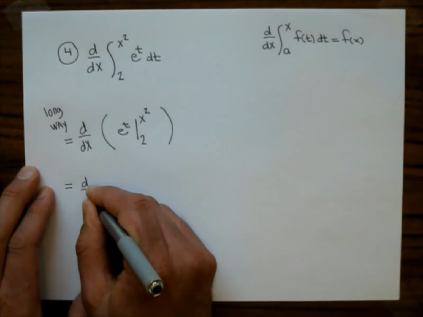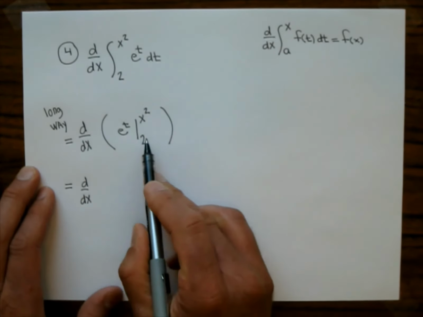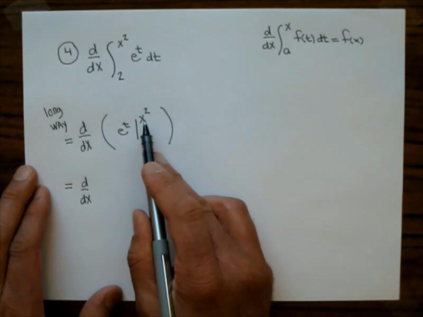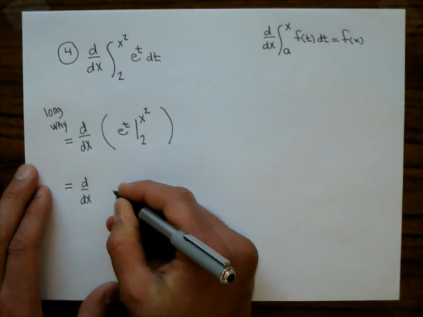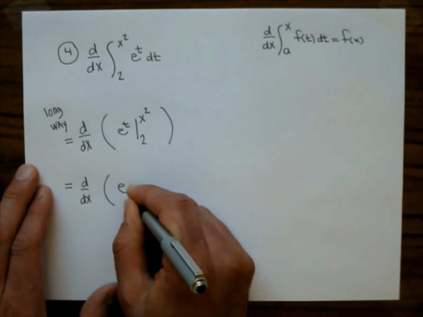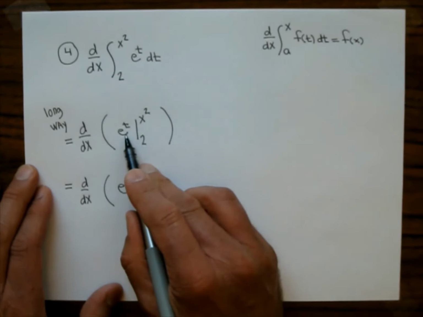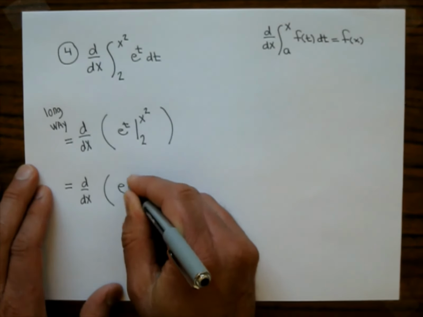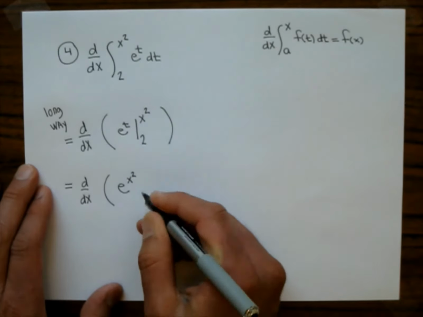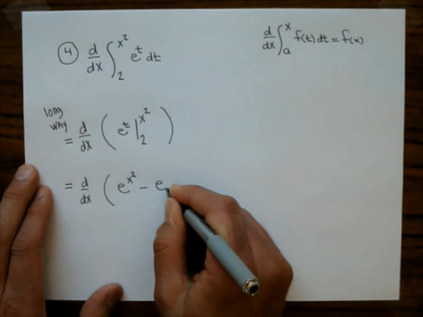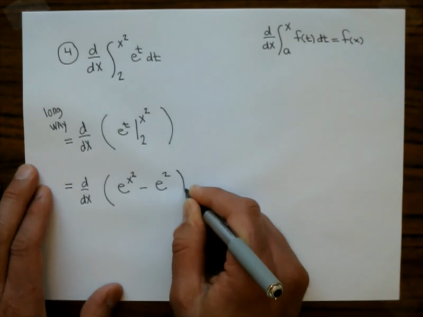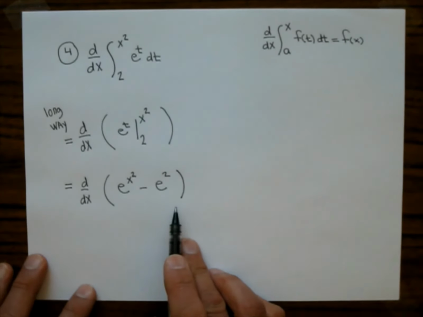So the derivative with respect to x, let's do fundamental theorem of calculus 2 on this. So we are putting x squared in there, so I have e, and where are we putting that? We are putting it in for the t, so this is e to the x squared minus e squared. Okay, so that is what I did.